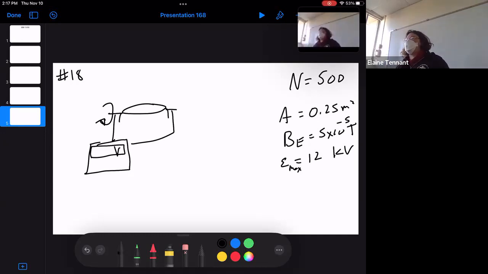All right, can you kind of picture this? So I literally just have a wire that I'm spinning, and I've hooked it up to a voltmeter. And my voltmeter reads 12 kilovolts. Is that a lot or a little kilovolts?